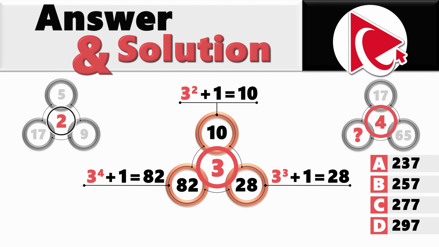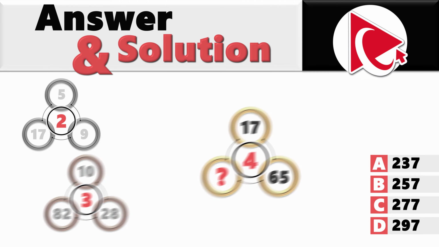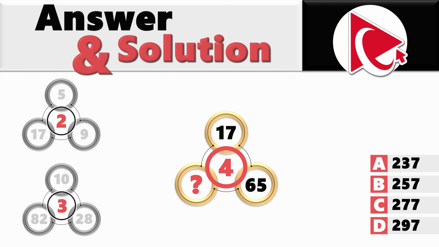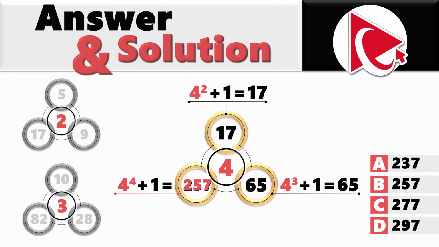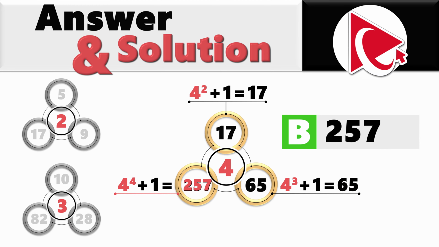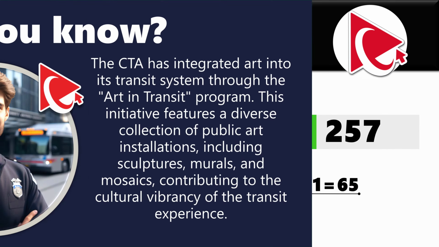With this in mind, let's calculate the missing shape. We start with the base, which is 4. The next number is calculated as 4 squared plus 1, which equals 17. The following number is calculated as 4 to the power of 3 plus 1, which equals 65. And then the missing number is 4 to the power of 4 plus 1, which equals 257. So the correct answer here is choice B, 257.